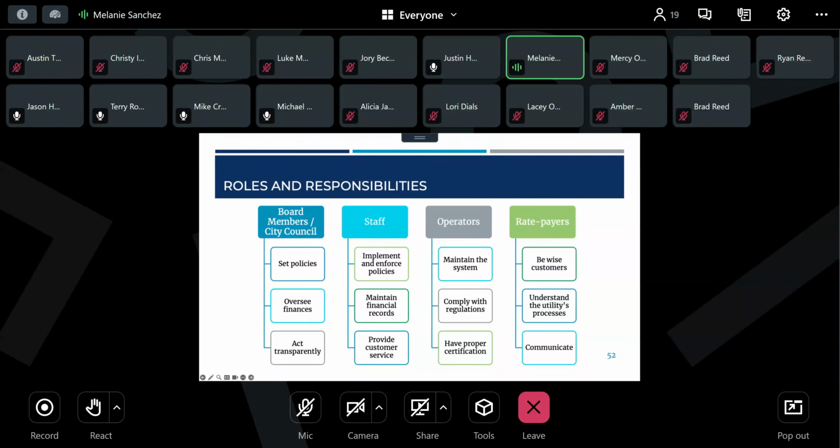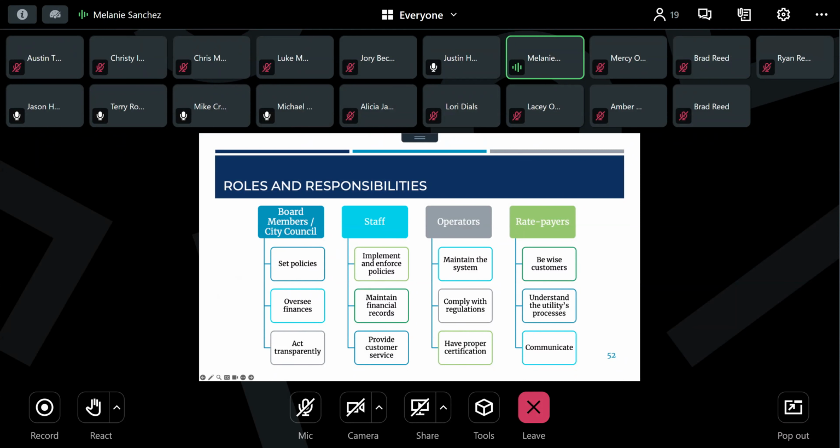Operators are valuable members of our utility, ensuring the smooth functioning of the system. They maintain the system through repairs, maintenance, testing, and troubleshooting, possess a very deep understanding of the entire treatment process, and comply with regulations and maintain proper certifications.